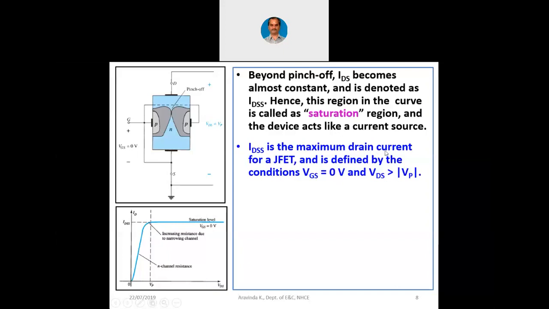IDSS is the maximum drain current for a JFET and is defined by the conditions VGS equals 0 volts and VDS is greater than or equal to VP. See, this is that IDSS. This is the maximum drain current that is possible for a JFET, but at that time gate to source voltage is 0 and the VDS is equal to VP. Even if VDS is increased more than VP, current remains constant.